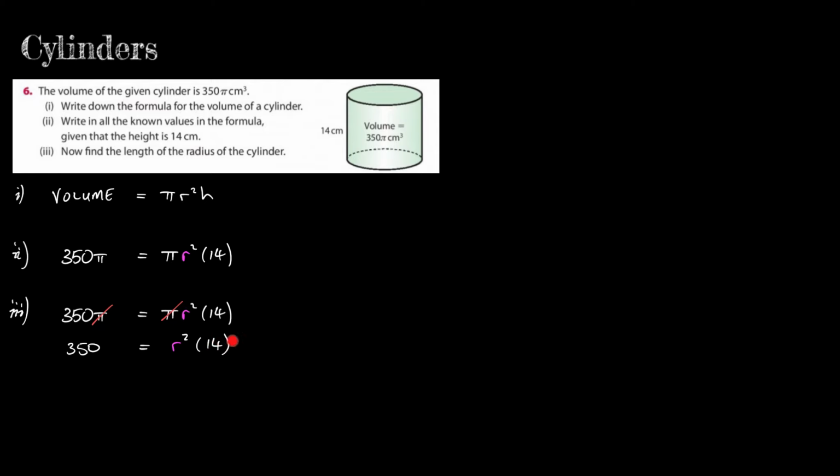So in order to get rid of this 14, I need to divide this side here by 14. But if I divide the right-hand side by 14, I have to do the same to the left-hand side. So I'm going to divide both sides by 14, and I get 350 over 14 is equal to r squared. So we're almost there. I don't want r squared, I just want r. So in order to get rid of this square, I need to do the inverse operation, and the inverse to square is square root.